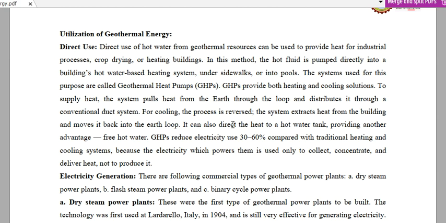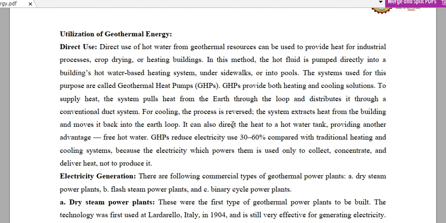So direct use of hot water from geothermal resources can be used to provide heat for industrial processes, drying, or heating the buildings. In this method, the hot fluid is pumped directly into a building's hot water based heating system under sidewalks or into pools. The systems used for this purpose are called geothermal heat pumps. GHPs provide both heating and cooling solutions.